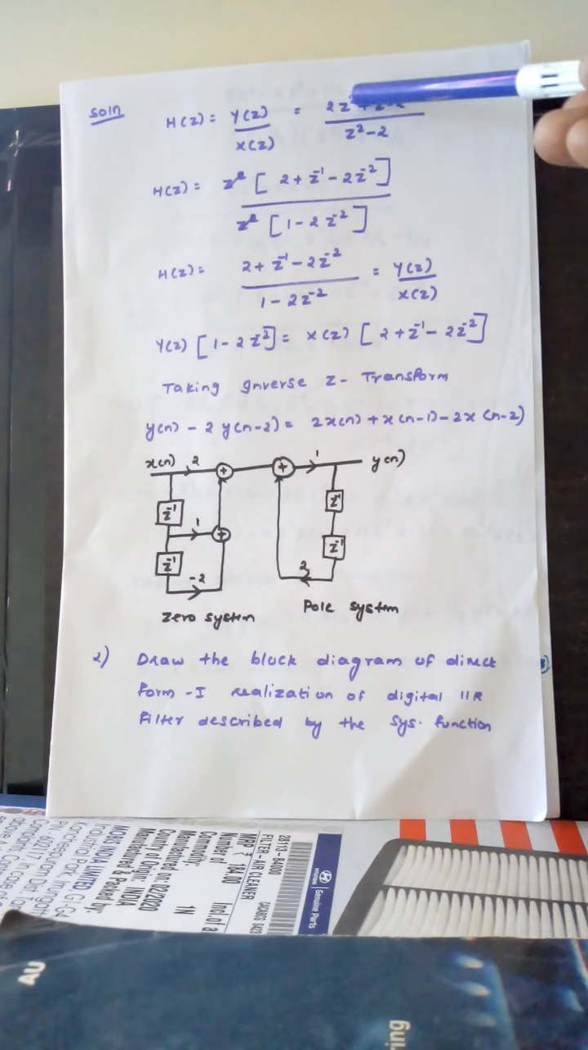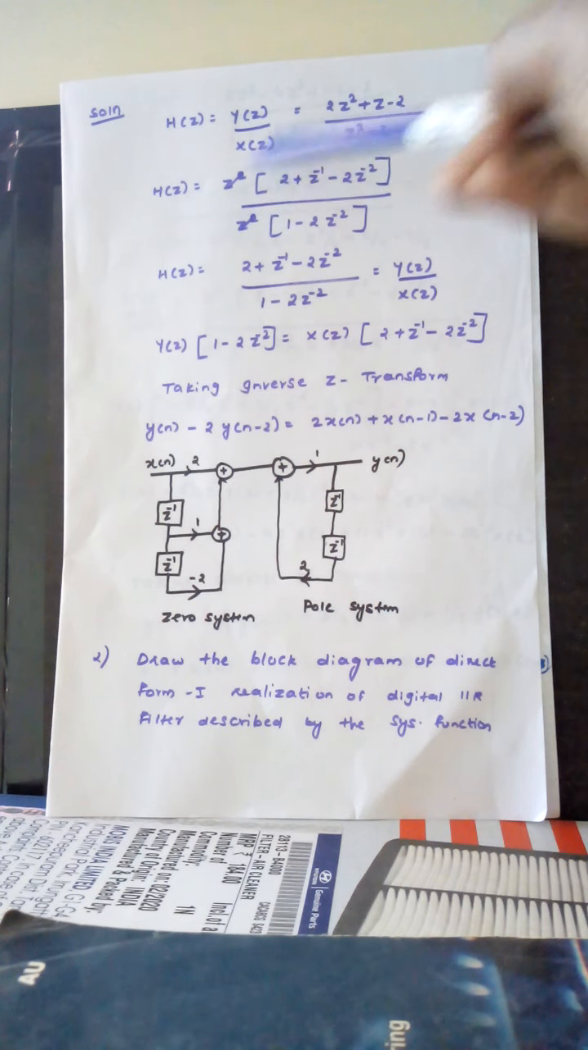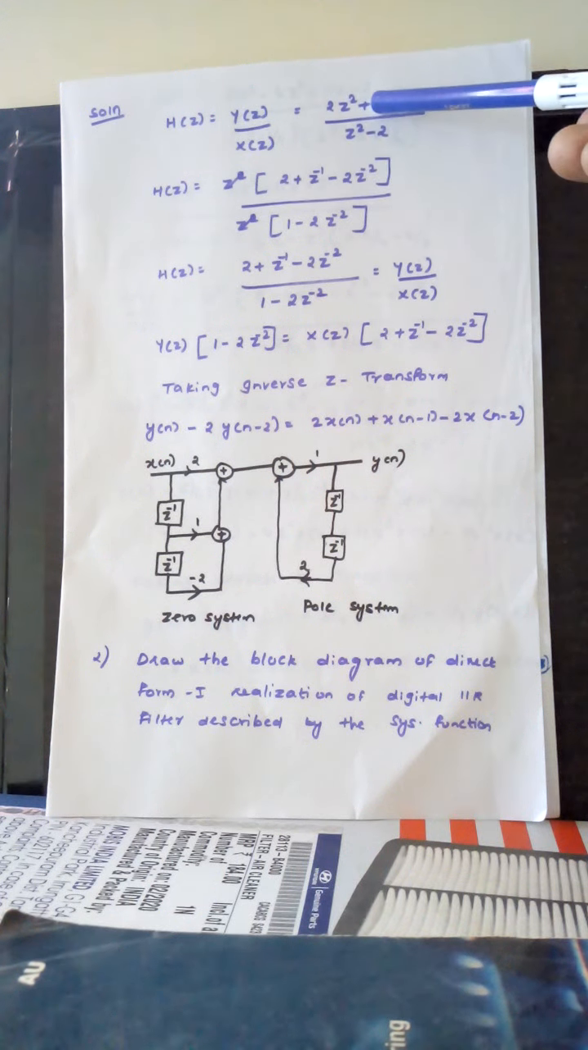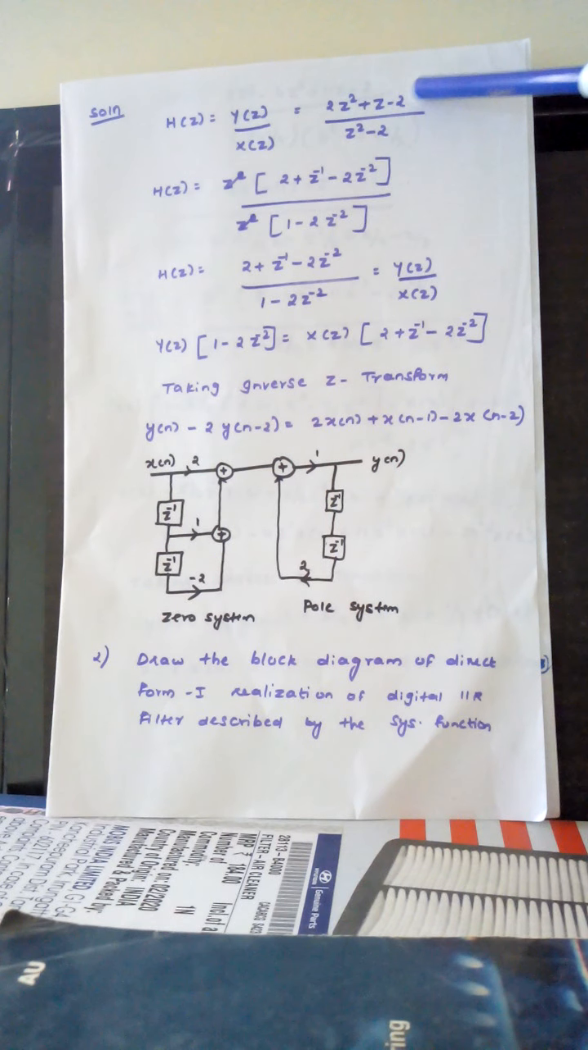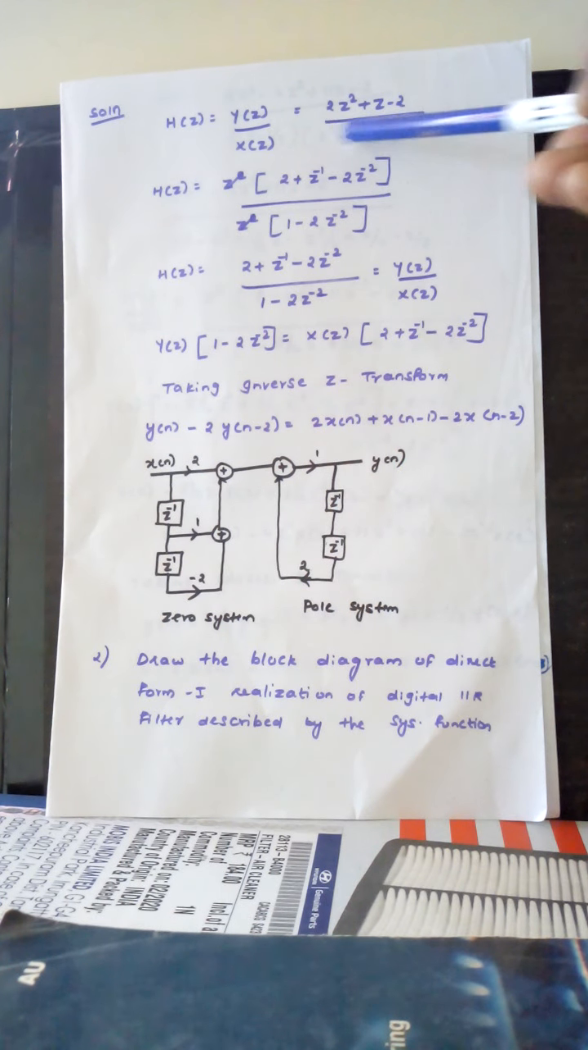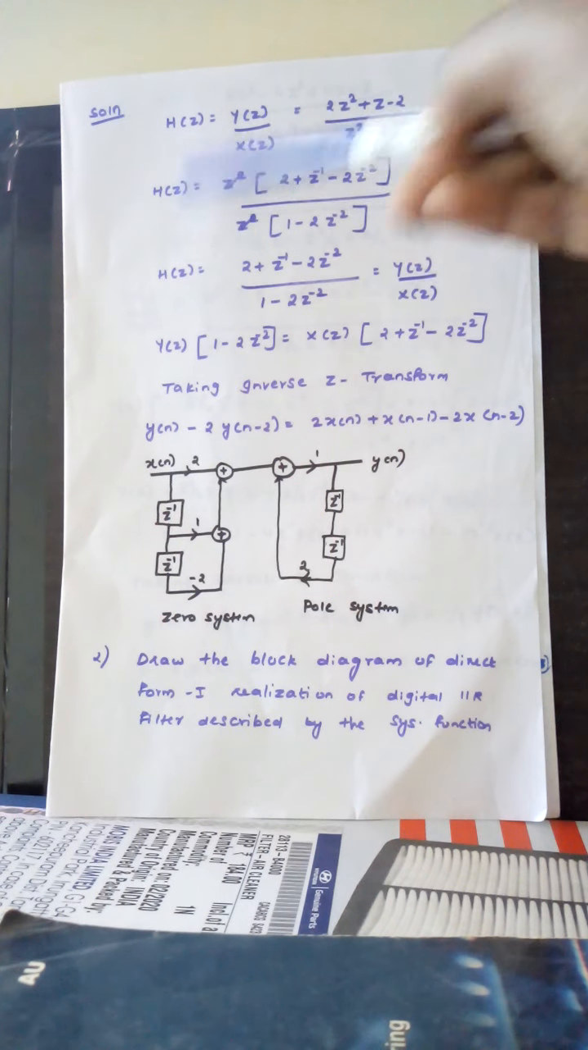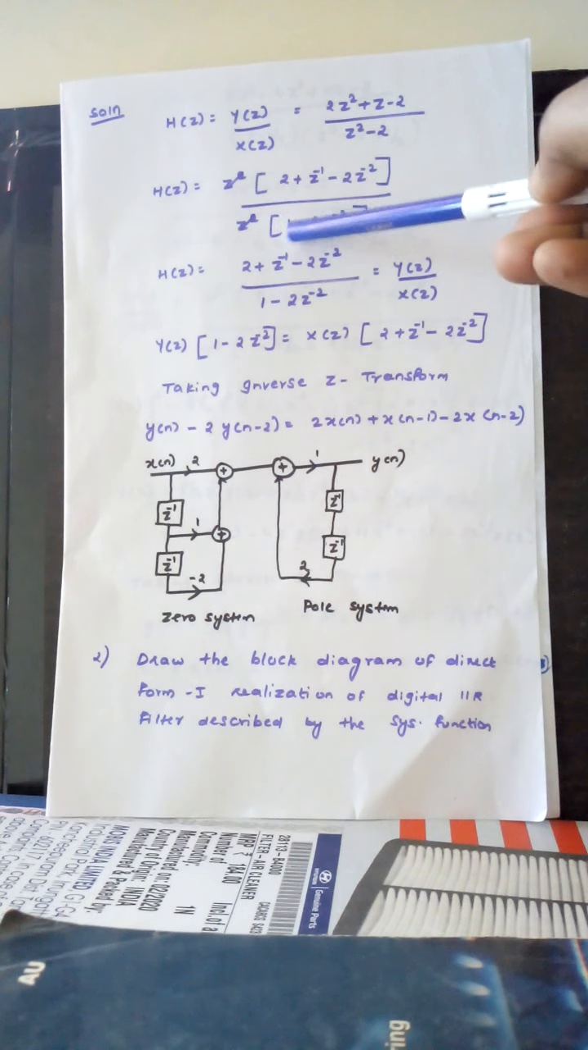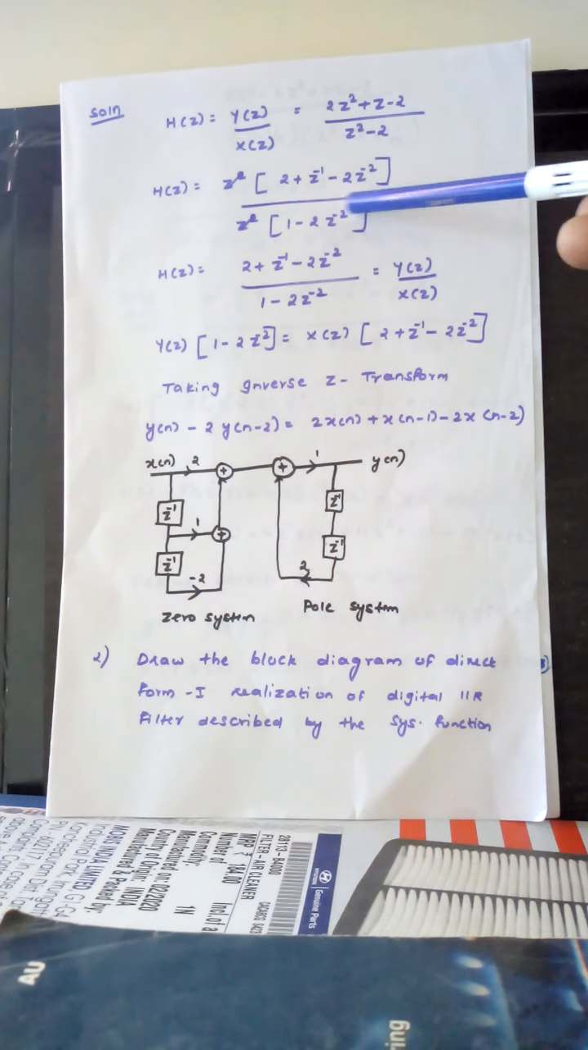So from this term, if I take z square outside, we can write 2 plus z to the power of minus 1 minus 2 into z to the power of minus 2. Again in the denominator term also I am taking z square outside. So I will get 1 minus 2 into z to the power of minus 2. Correct.